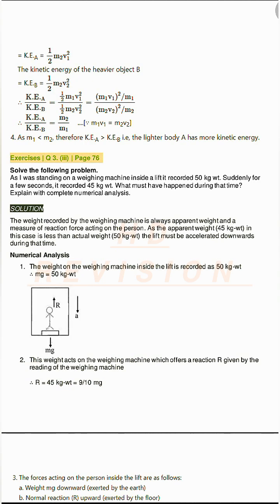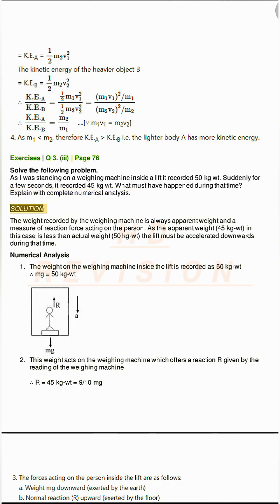Exercises Q3, page 76. Solve the following problem. As I was standing on a weighing machine inside a lift, it recorded 50 kg Wt. Suddenly for a few seconds, it recorded 45 kg Wt. What must have happened during that time? Explain with complete numerical analysis.